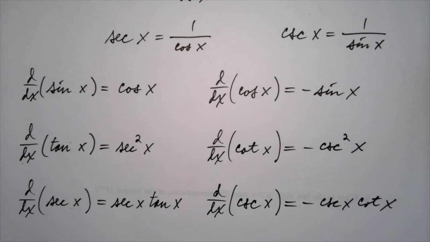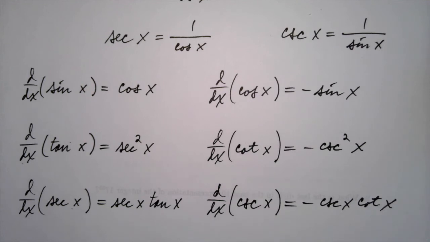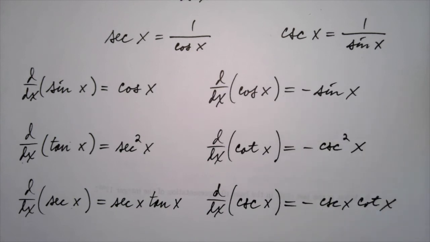Okay, so maybe before we do that, there are a few patterns here. I've set things up so that all of the co-functions, cosine, cotangent, cosecant, are on the right, and then the corresponding functions without the co are on the left. Notice that the derivatives of the co-functions all have a minus sign. And then notice that each function is swapped with its co-version as you move left to right.